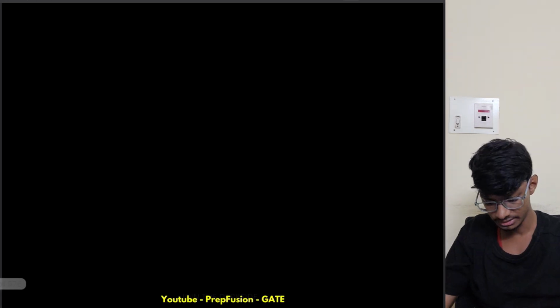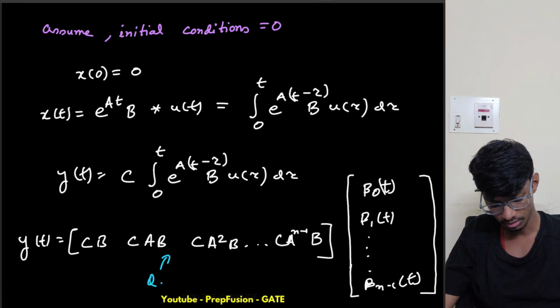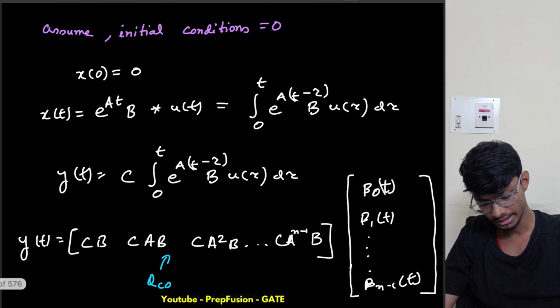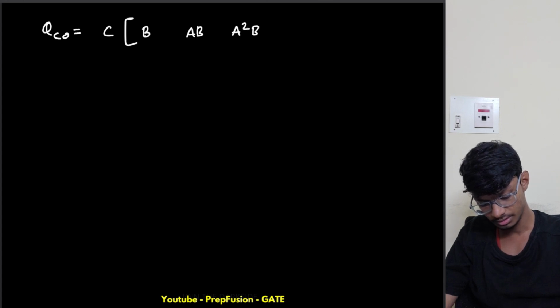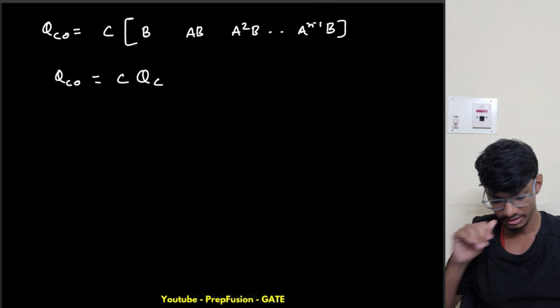So what you have to keep in mind is, I can simplify this one also. Let me name this as QCO, the controllable output matrix. My QCO, if I take C common, as it is pre-multiplied, will be C times B, AB, A squared B, going on until A to the n minus 1 times B. So I can write QCO as C times the QC matrix, the controllable matrix.